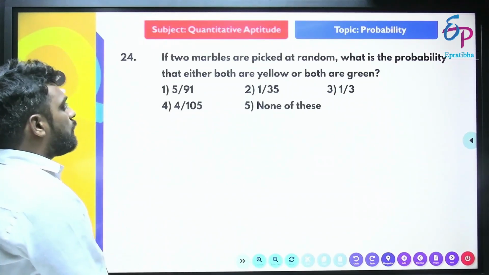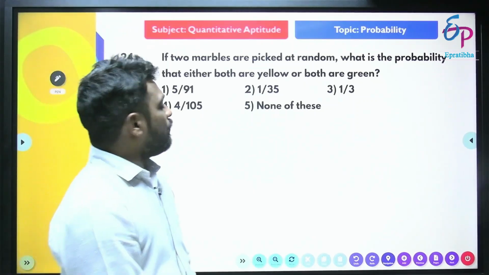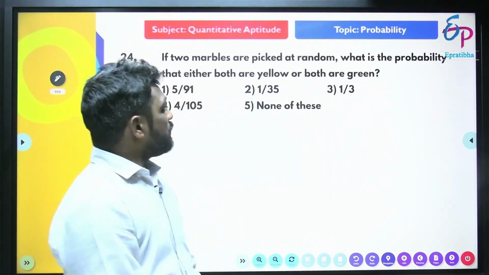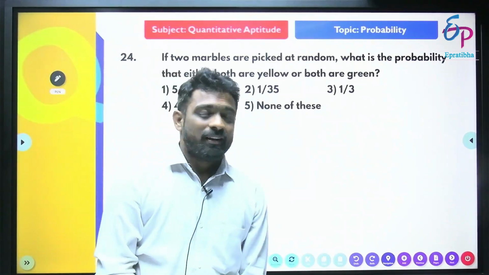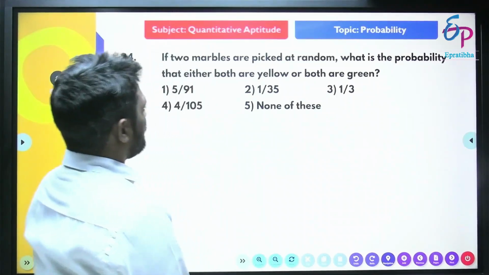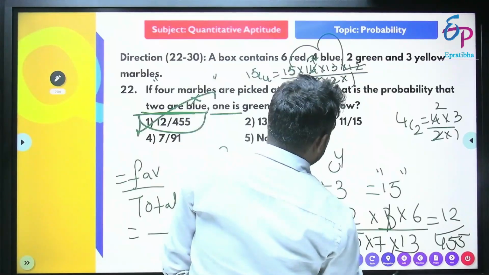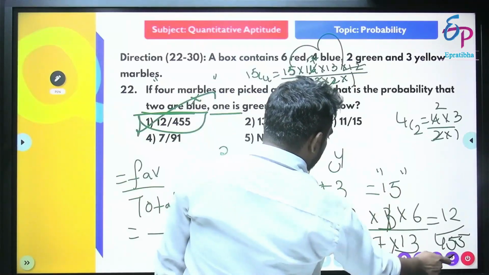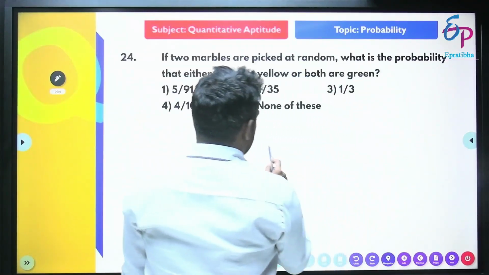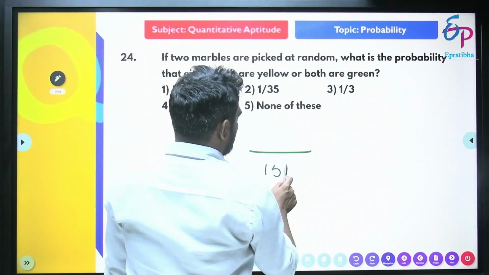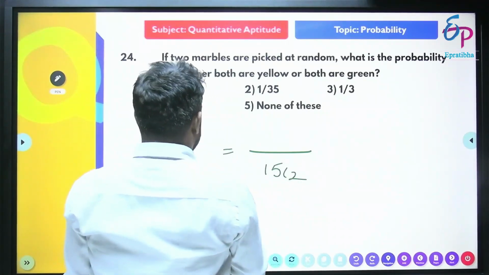If two marbles are picked at random, what is the probability that either both are yellow or both are green? Two marbles are picked at random. From how many marbles do we have? From 15 marbles we have. From 15 marbles, how many do we have to pick? Two marbles we have to pick. This is the total number of outcomes.